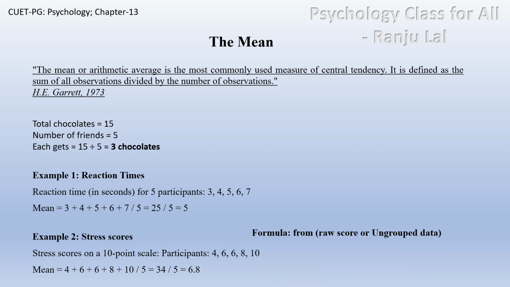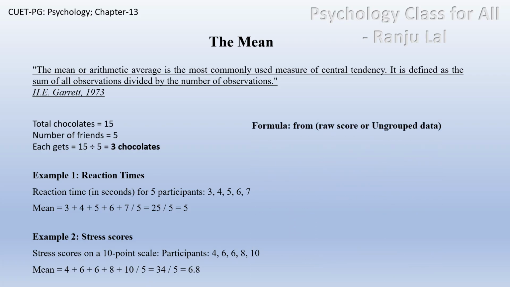So the formula for mean from the raw scores or ungrouped data is: mean is equal to the sum of all values divided by the total number of values.